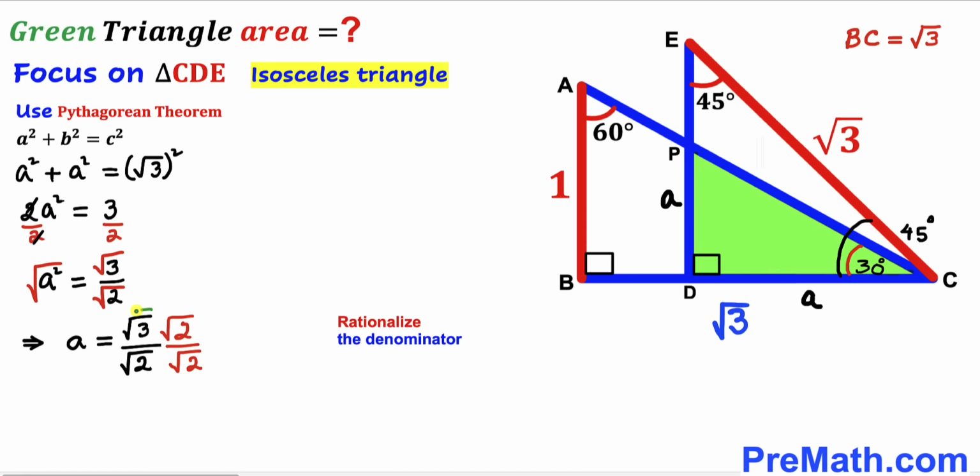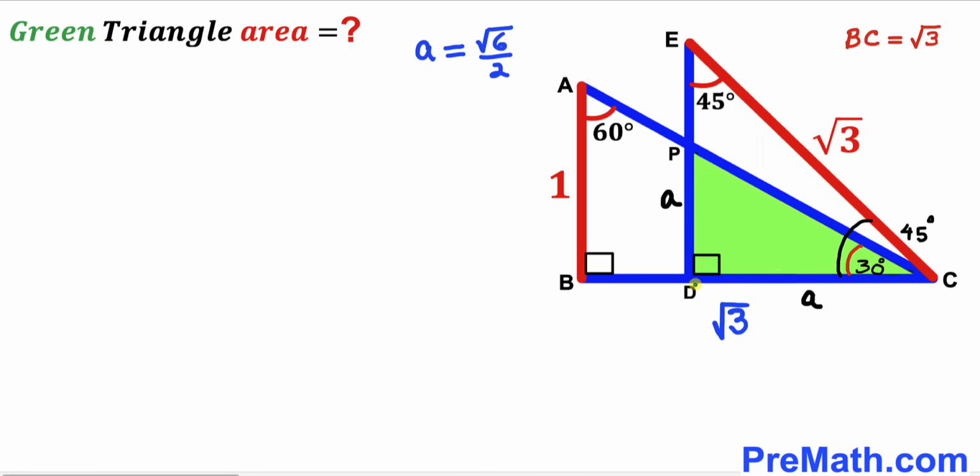And here we can see on the numerator this is going to give us square root of 6, whereas at the denominator, when you multiply them, that's going to be simply 2. So therefore our lowercase a value turns out to be square root of 6 divided by 2 units. So thus this segment lowercase a value turns out to be square root of 6 divided by 2.